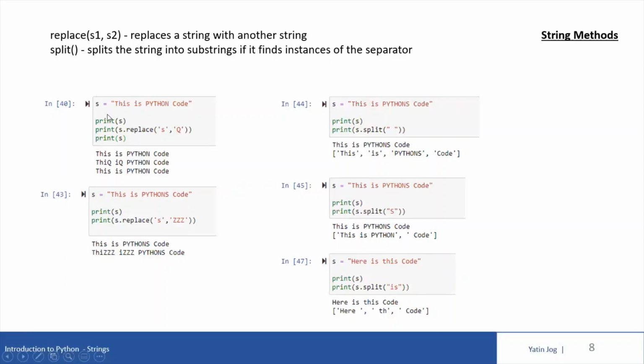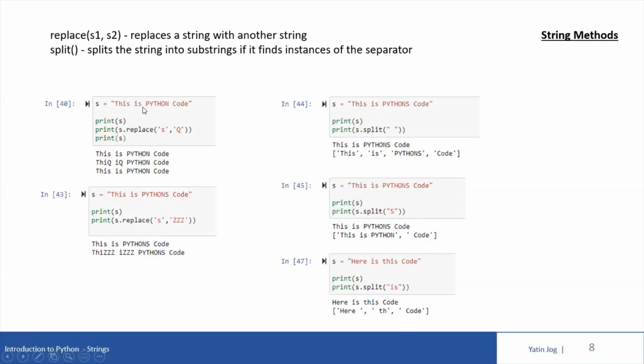Suppose this is my string s: "This is Python code". I'll print the value of s, and it will print the string as it is. Now if I want to replace all the occurrences of s by q, I'll give the print function the argument s dot replace. Again, we are implementing string methods, so methods have to be used with the string variable. So s dot replace will replace all the occurrences of s by q, and it will return a new string which will be printed on the screen.